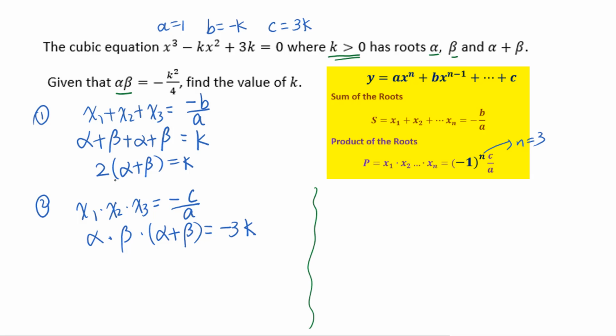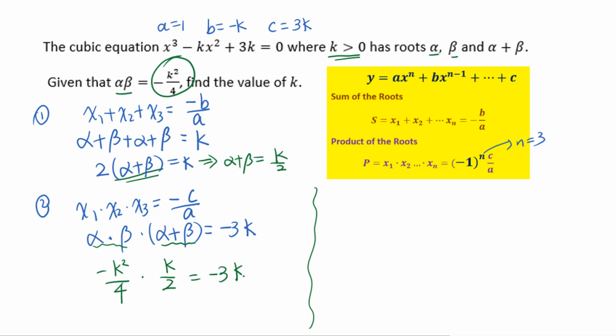Then we organize. From here, we can get alpha plus beta equals k over 2. Then we plug in here. For alpha times beta given here, negative k squared over 4 times k over 2 equals negative 3k. Then we have negative k to the third power over 8 equals negative 3k. Multiply by 8 both sides, negative k third power equals negative 24k.